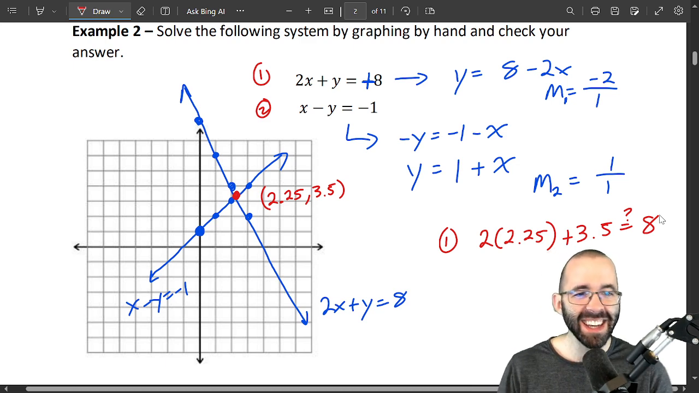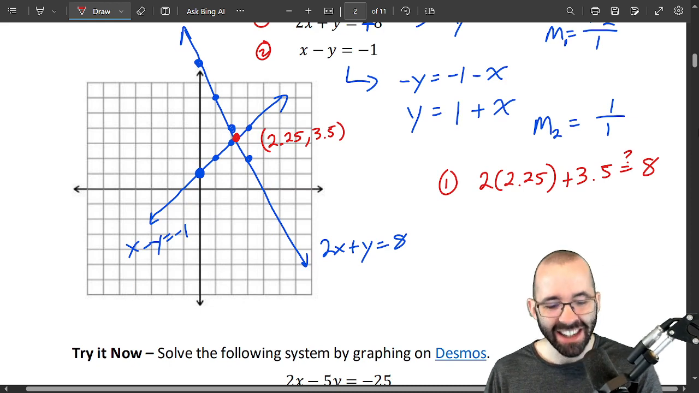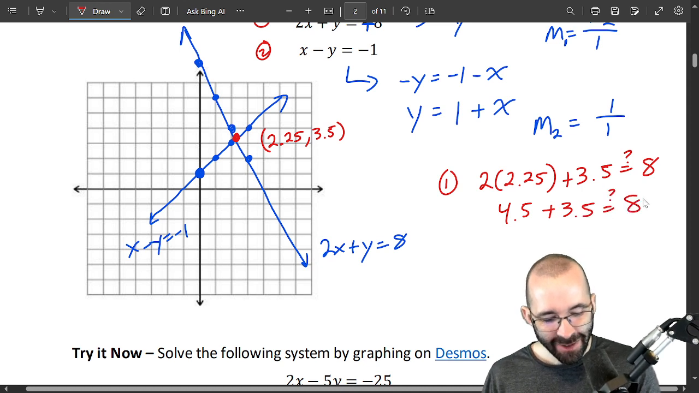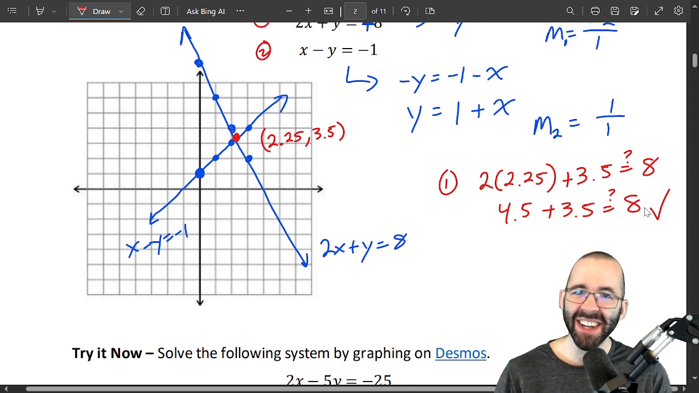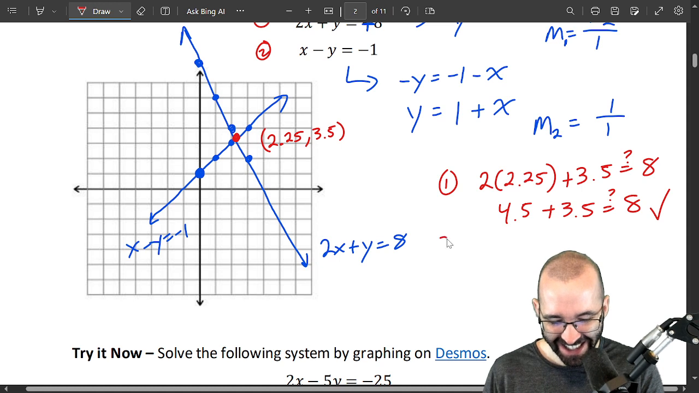Wait, it might actually be it. I didn't think it would be, but let's see. Well, that's going to be 4.5 plus 3.5. That actually is on the first line. 4.5 plus 3.5 is 8. That's great. I did not expect that. Let's see if it's a solution. Oh, it's not going to be a solution to the other one.